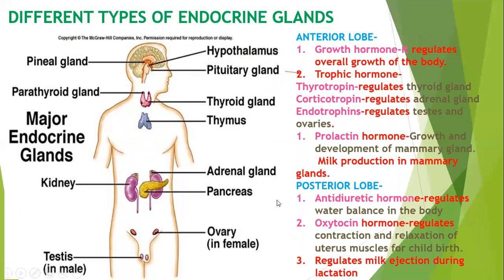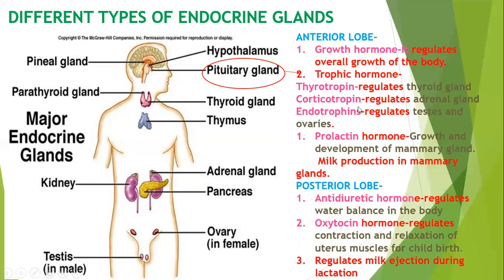Now let us see the functions of various hormones which are secreted by the pituitary gland. So the first one is your growth hormone, which is secreted by the anterior lobe of the pituitary gland. It regulates the overall growth of the body. Then the second hormone which is secreted by the anterior lobe of the pituitary gland is thyrotropin hormone, which regulates the secretion of the thyroid gland.